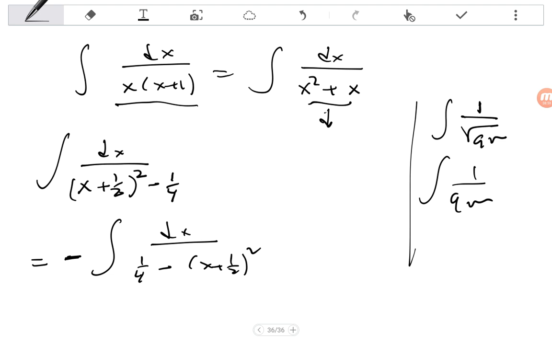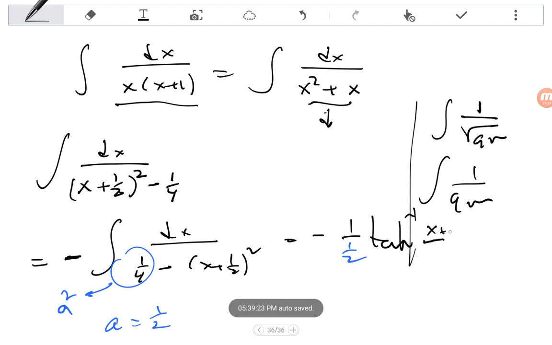Now I can apply the rule of tangent inverse, with the negative as it is. That will be 1 over a. What is a in this case? This is a squared, so a will be the square root of 1 over 4, which is half. So 1 over half, tangent inverse of x plus half over a, which is half also. That's it. Okay, so plus C.